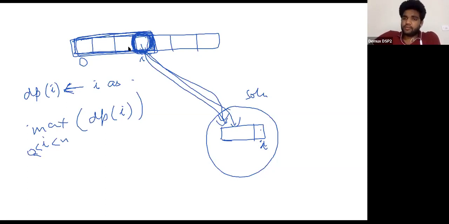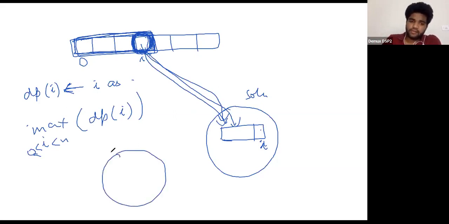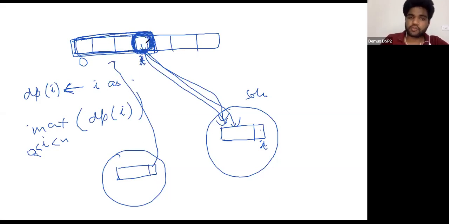Yes, it will include num_i. That's what I'm saying. We are saying that look at the final solution and look at the answer. It will end in one of these indices. Let's say it ends at index I. So what is the actual answer? The actual answer is the largest sum subarray ending at I. That is the answer.